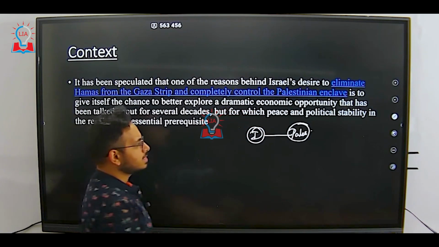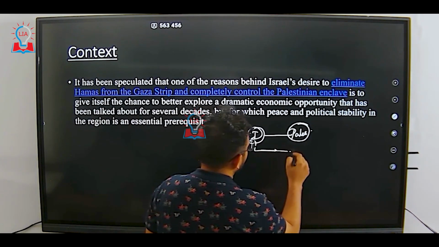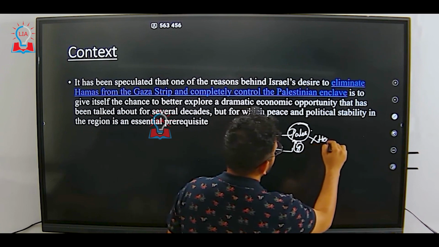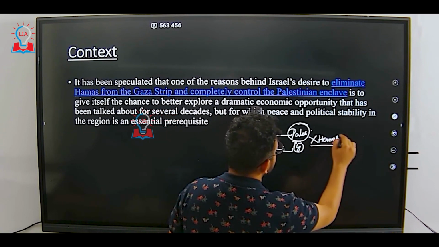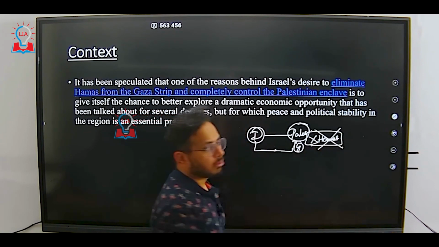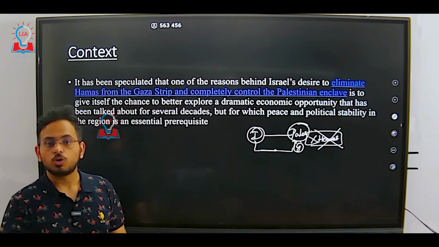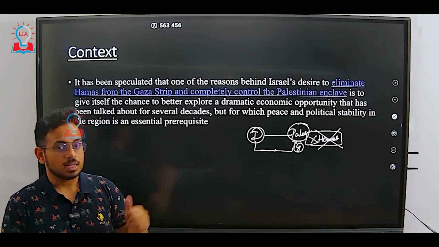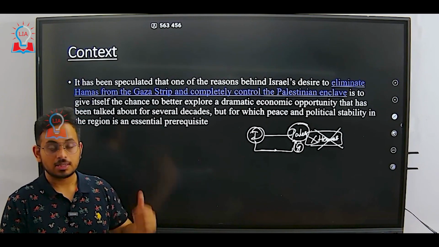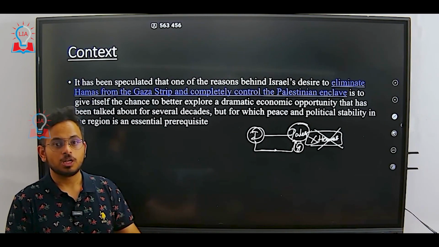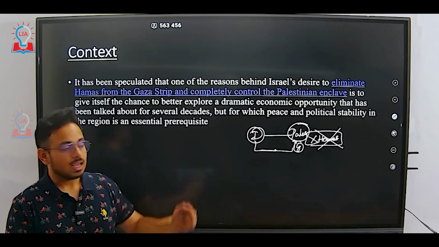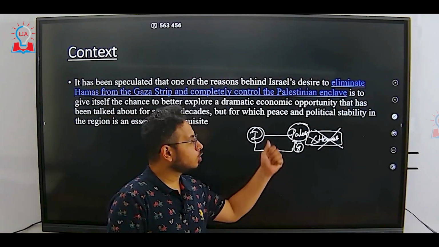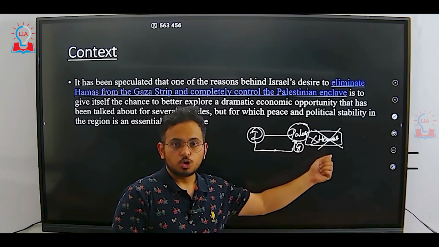They say that Israel attacked Palestine, that is Gaza, and wanted to eliminate Hamas. Why does Israel want to eliminate Hamas from the Gaza Strip? Because this alternative route that's emerging, which will be an alternative to the Suez Canal, passes through the Negev desert of Israel, which is in close proximity to the Gaza Strip.